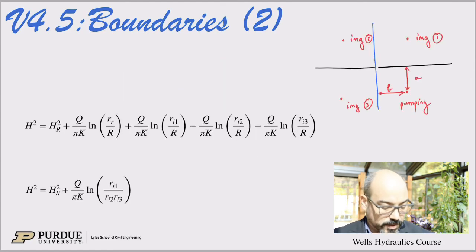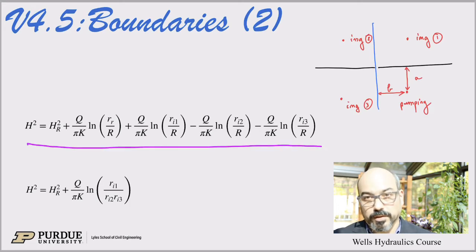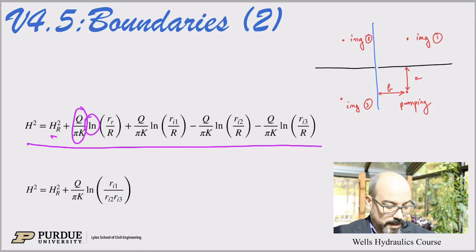So now, how can we represent this? Well, very simply, this is again our unconfined aquifer equation. So h squared equals h_R squared, where big R is our radius of influence, so it's the distance to the initial head, or the head of the undisturbed system. Again, h_R, and then we have Q over pi k. So this is always the same for the unconfined case. And then natural log of the radius of the real well, r for real, divided again by the radius of influence, so the undisturbed distance.